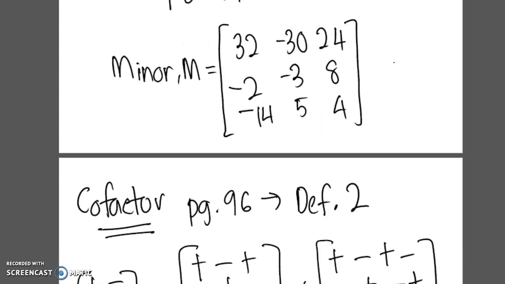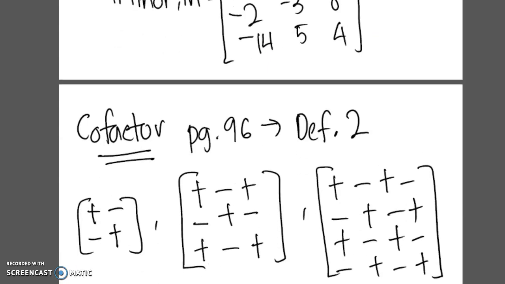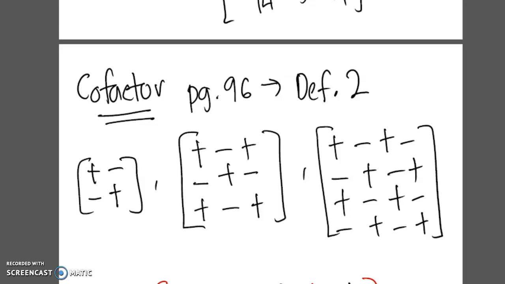Okay, lepas tu how to get your cofactor. This is on page 96, definition 2. So cofactor ni senang je. What you do is you just follow the sign. So dia macam ada pattern lah, tambah, tolak, tolak, tambah je. Tambah, tolak, tambah, tolak, tambah, tolak.